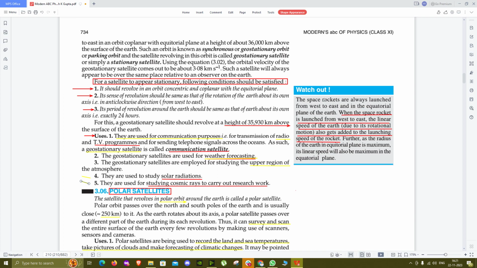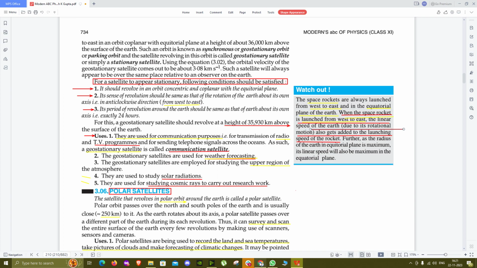Okay, and now let's study a little bit about the rockets. Space rockets are used to launch the satellites. And remember, they're always launched from west to east, as we have already discussed. West to east should be the direction of the satellite also, just like the Earth, and in the equatorial plane, for obvious reasons. And when the space rocket is launched from west to east, the linear speed of the Earth, due to its motion, also gets added.